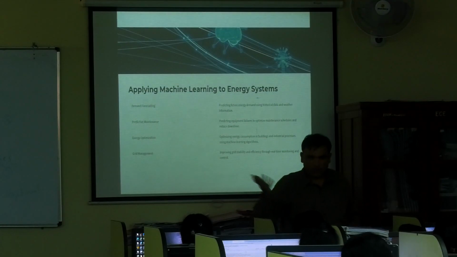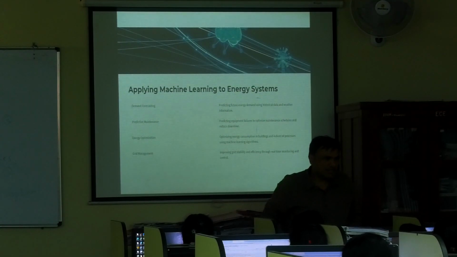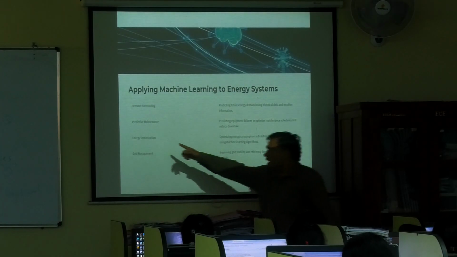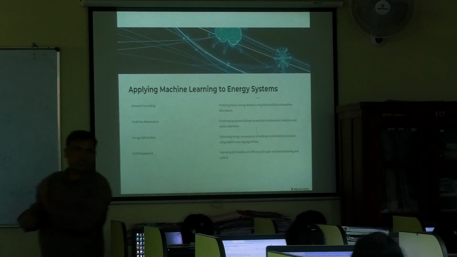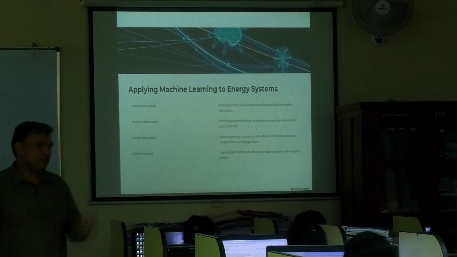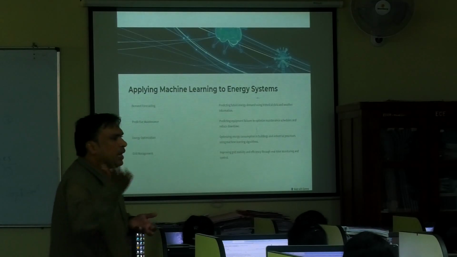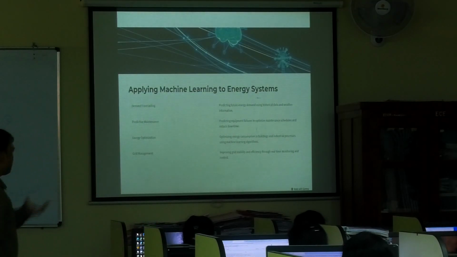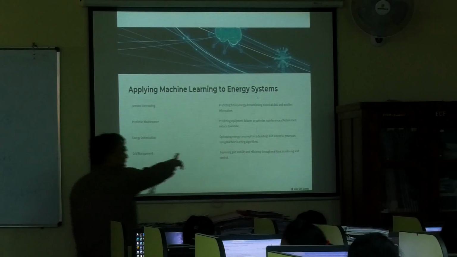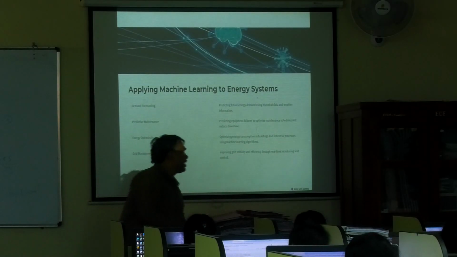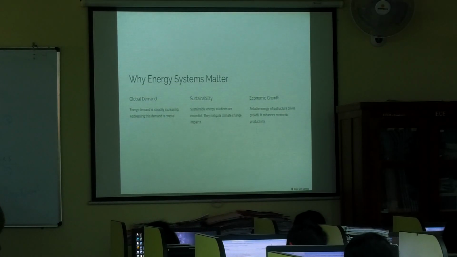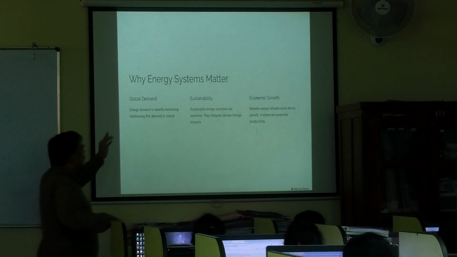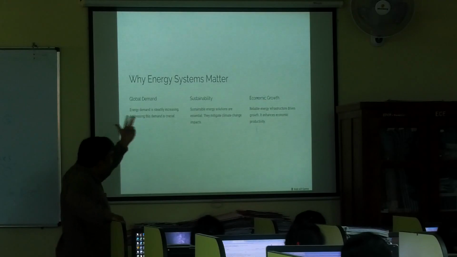Every 6 months you go for servicing, otherwise it will not work. Understand? So maintenance, energy optimization and grid management. We are providing the electricity: generation, transmission and delivery. So how to optimize? By improving the grid stability and efficiency through real-time monitoring and control. So why do energy systems matter? Because of global demand and sustainability.